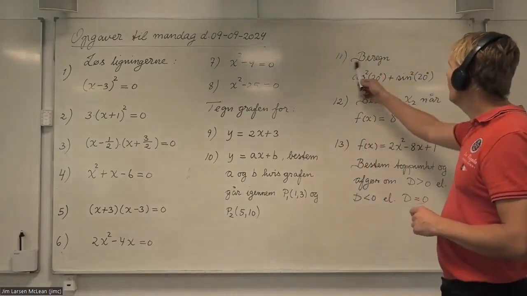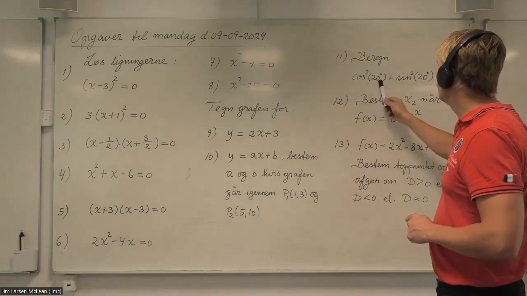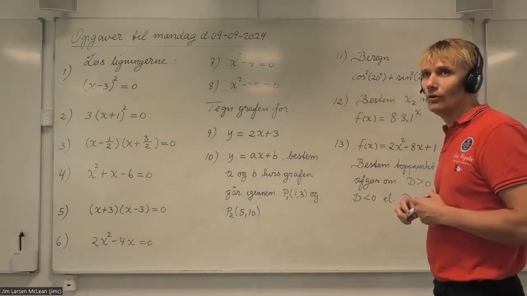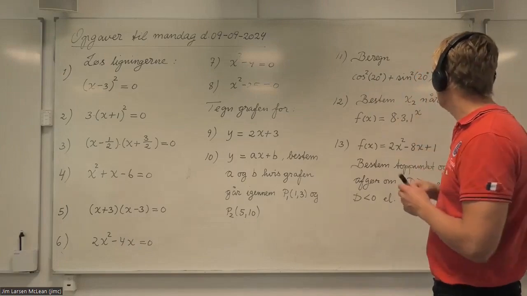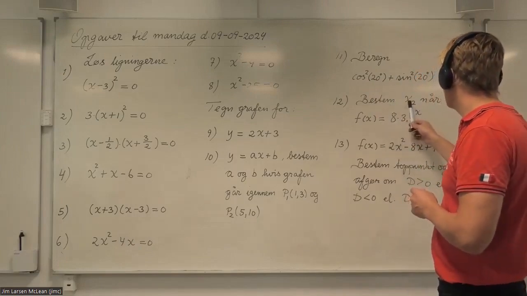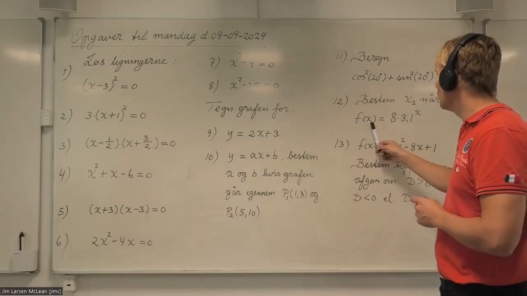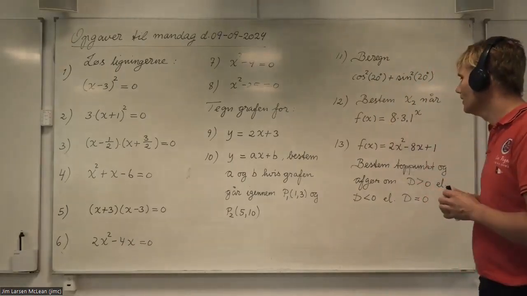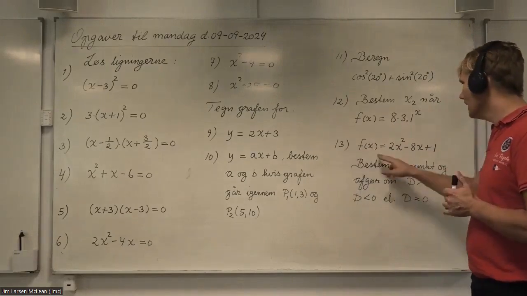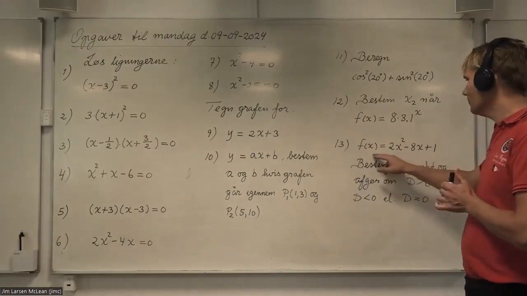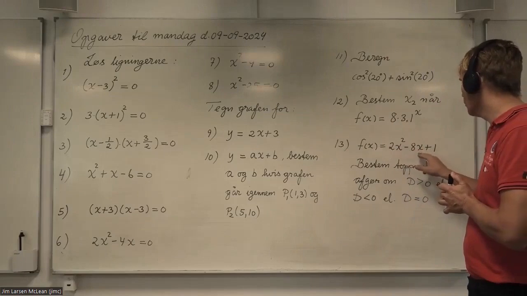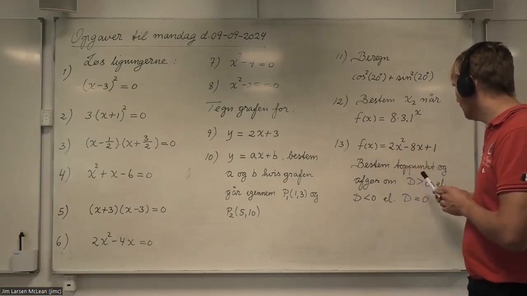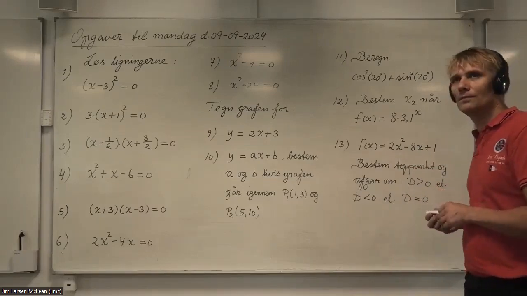In problem 11, you need to calculate cosine squared of 20 degrees plus sine squared of 20 degrees. And this can be done in your head. Problem 12, we need to determine the doubling constant x2 when we have an exponentially growing development, which is 8 times 3.1 to the power of x. And finally, in problem 13, there's a quadratic polynomial called f of x, which is equal to 2x squared minus 8x plus 1. You need to find the vertex and determine if the discriminant is positive, negative, or 0.